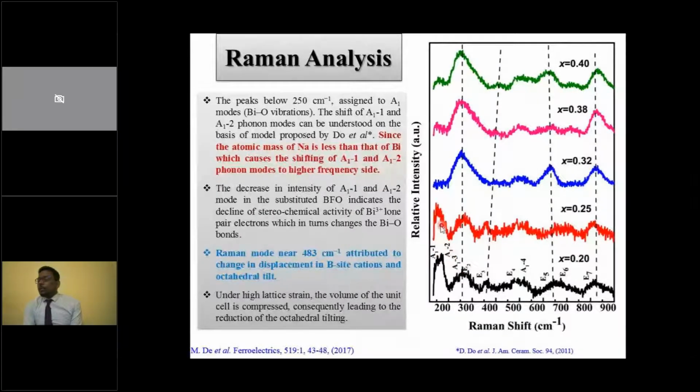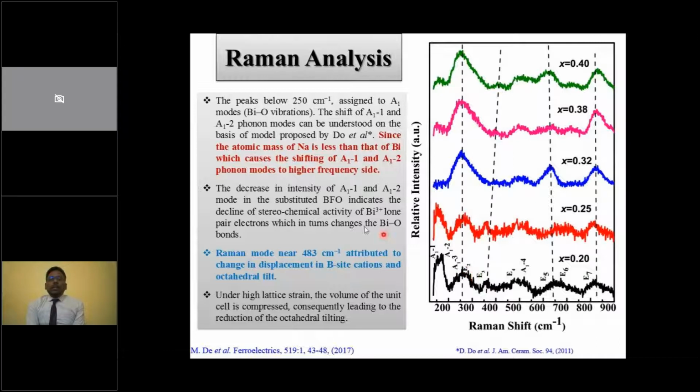It is very simple. Frequency is inversely proportional to the reduced mass of this particular site. In sodium niobate, the sodium goes to the A site and replaces some bismuth atoms. Then the reduced mass of that particular site becomes lower. That is why the frequency is shifted to the higher frequency range.